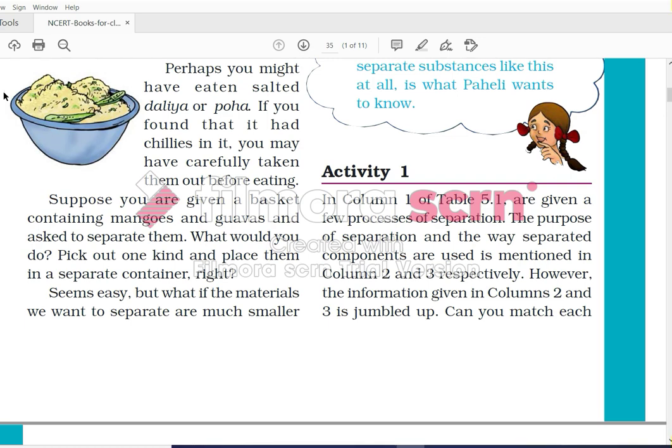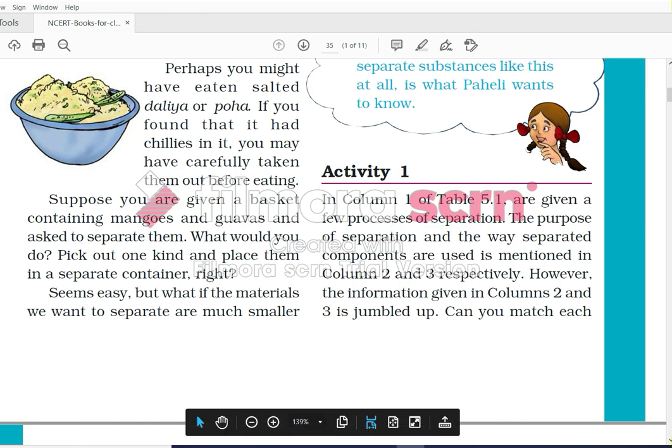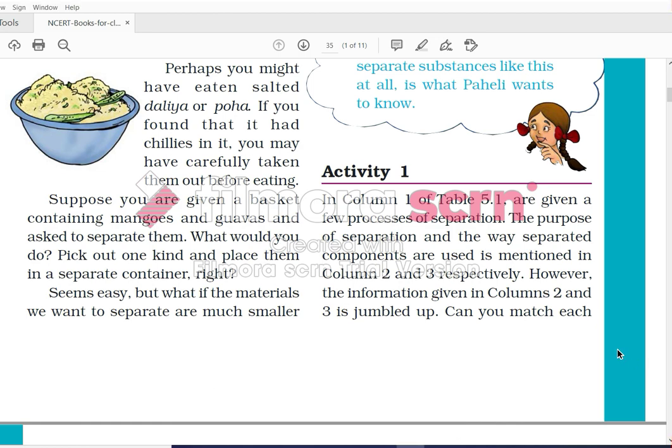Perhaps we might have eaten upma, dalia or poha. If you found that it had chilies in it, you may have carefully taken them out before eating. Now, if there are things like dalia or poha, there are some chilies, so we separate or take them out from the bowl, and we do not consume it. So this is also a part of separation of substances.